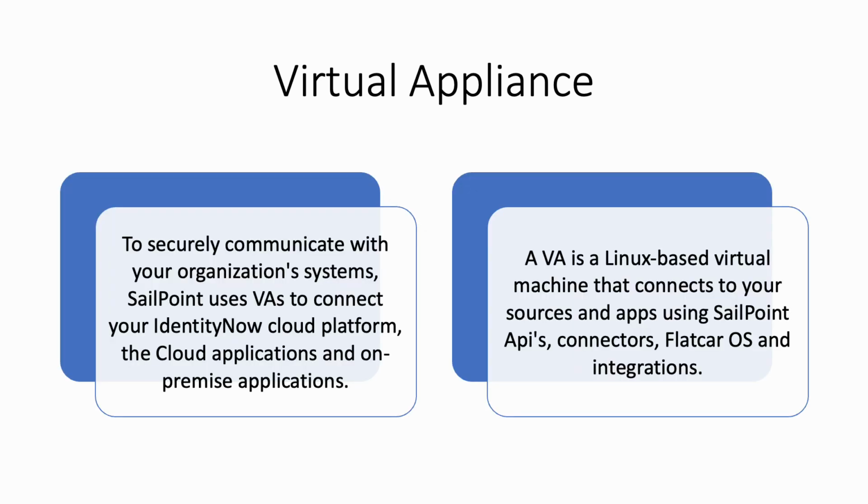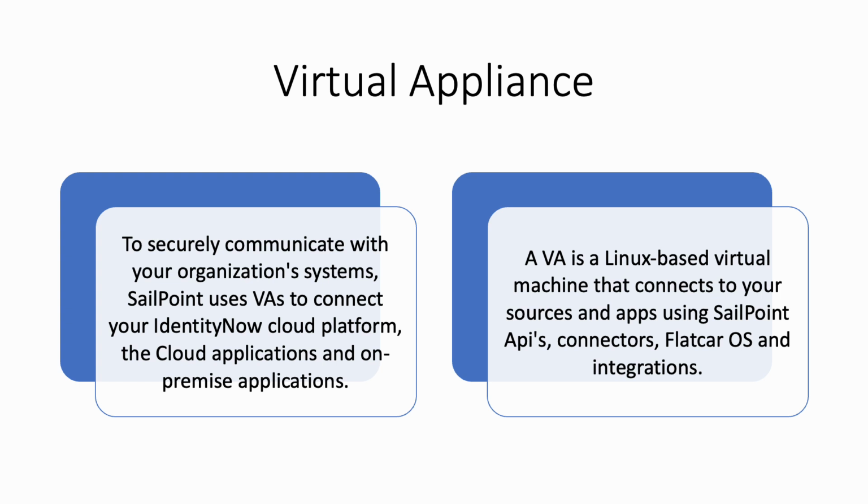In this slide, we're going to discuss virtual appliance. IdentityNow uses virtual appliances to establish a secure and seamless communication channel between your organization's internal systems and the IdentityNow cloud platform. The VA serves as a mediator that enables IdentityNow to interact with cloud applications as well as on-premises applications in your IT environment.